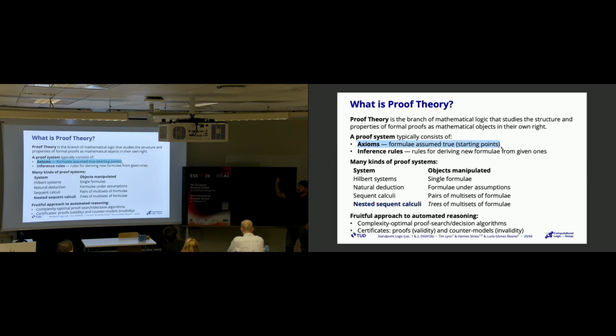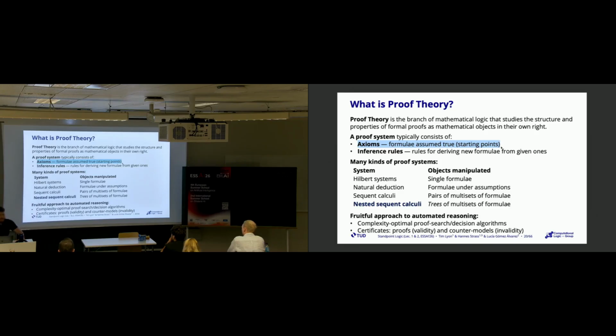So proof systems consist of axioms and inference rules, and you can construct proofs by starting with axioms and chaining inference rules together to derive new formulae or information, which we call a theorem. Okay? So a theorem is a conclusion of a proof.